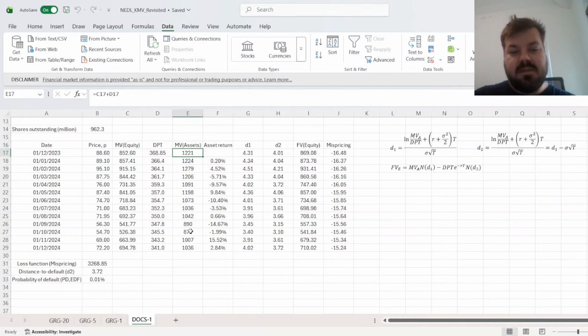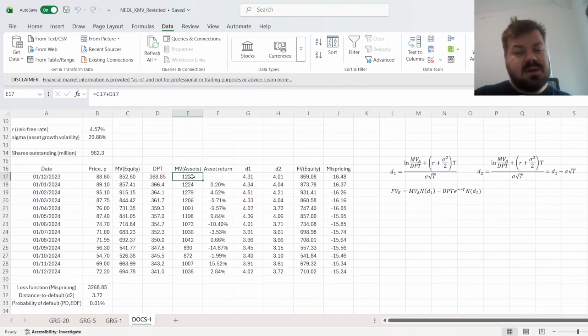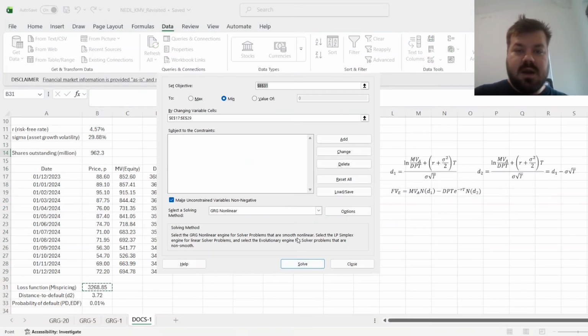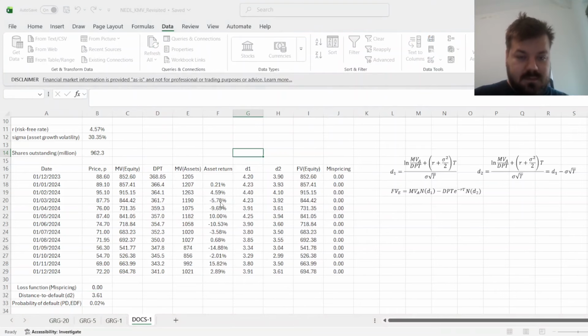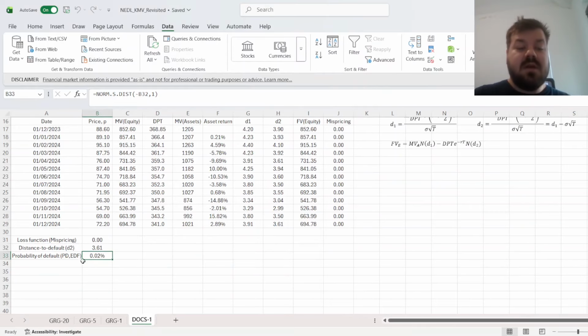When you proceed from company to company, you can obviously just copy the sheet around and change the values, but most of the time you do need to change this initial guess so the algorithm can converge properly. So let's see what the 1-year probability of default is for Dr. Martens. When we click solve, we again achieve a very low but non-zero probability of default of 0.02%, with a much lower distance to default.